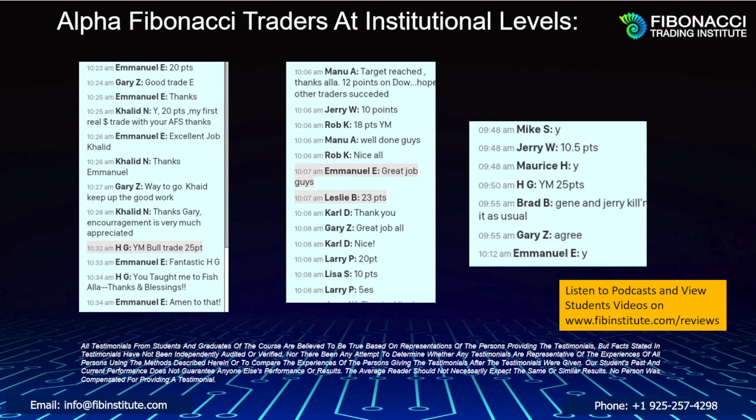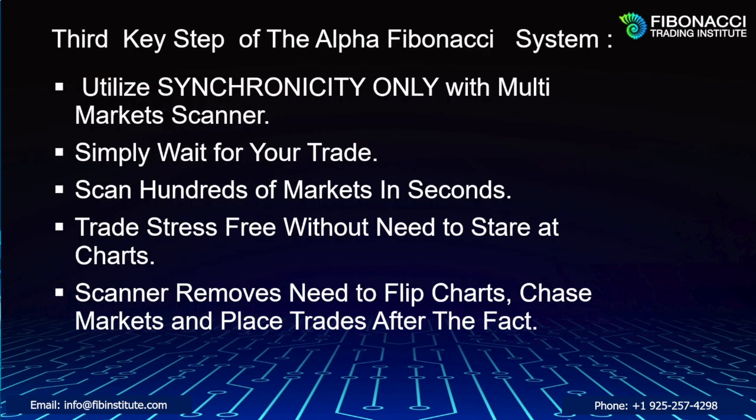And this is what Alpha Fibonacci traders do. Trade with institutional power using crucial trading ranges. The combination of these two steps puts you on the right path no matter what instrument you trade. Third key step of the Alpha Fibonacci system. Utilize synchronicity only with the multi-market scanner.